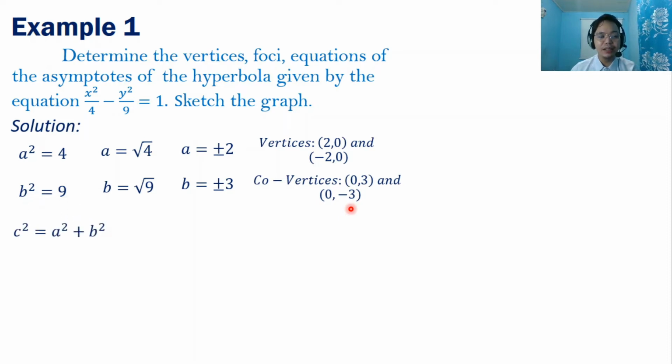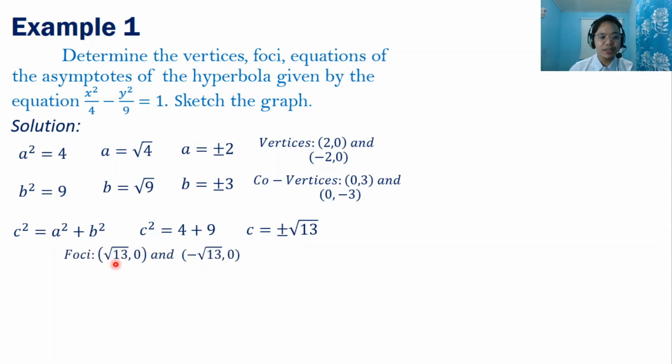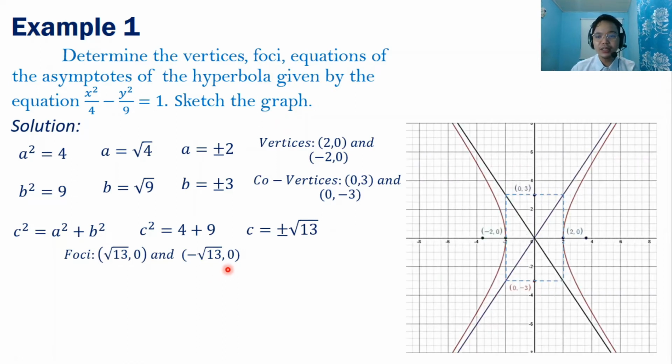Then let's find the distance of our foci. So we have c squared equals a squared, which is 4, plus b squared, which is 9. So we have c equals positive negative square root of 13. So ito yung magiging foci natin. So kung nasaan ang ating transverse axis, doon din magkakaroon ng changes ang ating foci. So square root of 13, 0. So nasa x coordinate siya. And negative square root of 13, 0. So this is our graph.